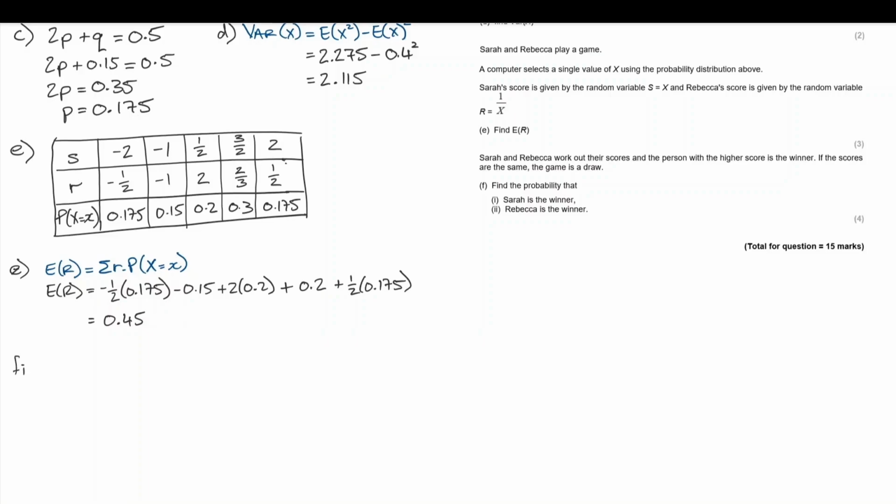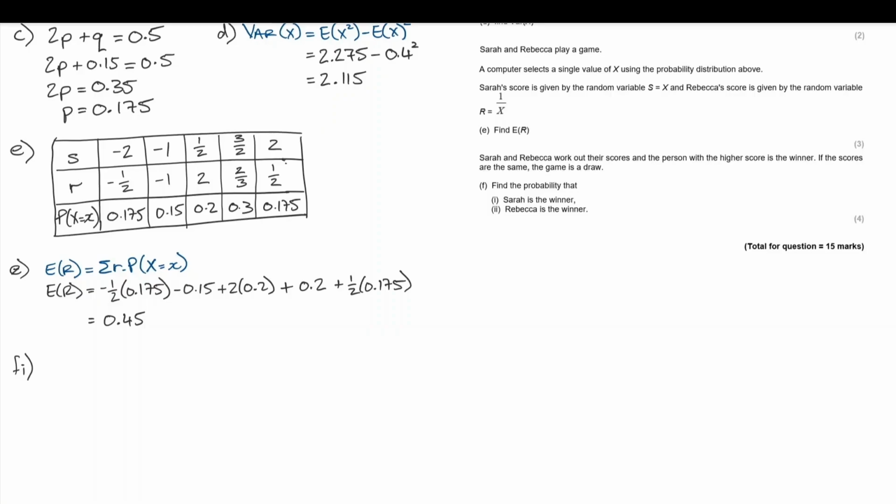Moving on to part F. We're given a bit of a scenario here. Sarah and Rebecca work out their scores, and the person with the highest score is the winner. If the scores are the same, the game is a draw. We're first asked to find the probability that Sarah is going to be the winner.